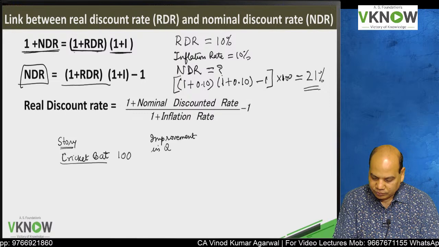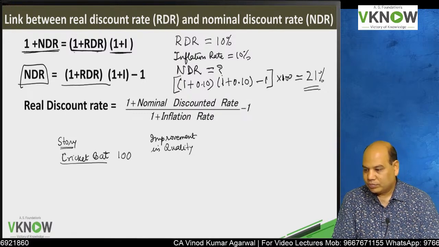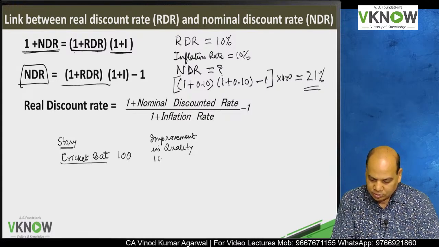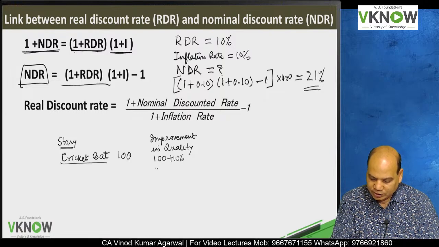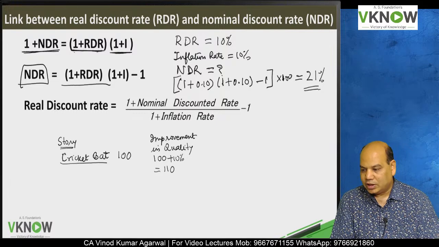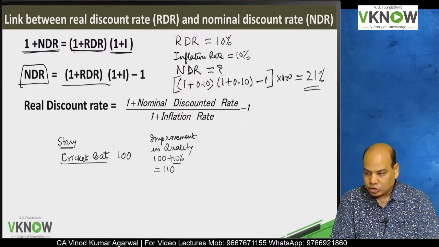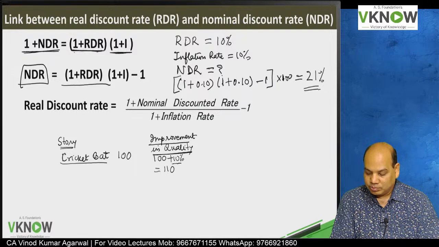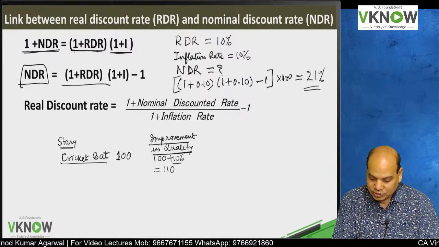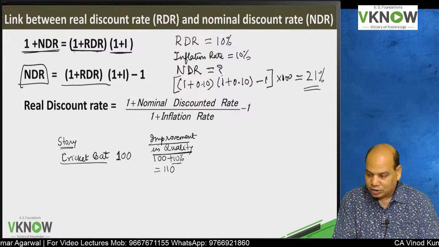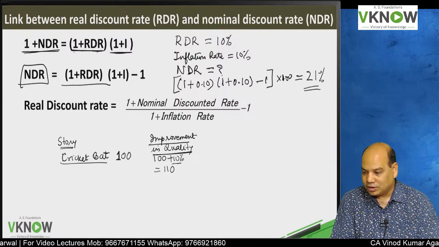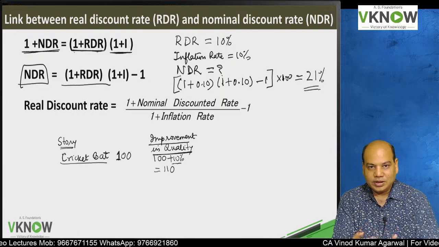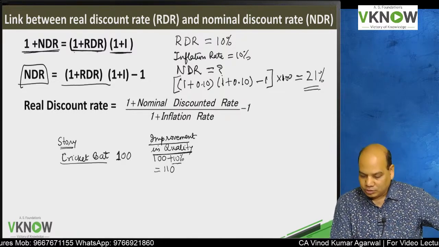Improvement in quality of the cricket bat. Because of that, the price of the cricket bat increased by 10%, so it became 110. This 10% is not due to inflation. This 10% is due to improvement in quality. Maybe they have added some more features to the cricket bat. They have used better quality glue, better quality wood, better quality handle. So because of that, the price of the cricket bat increased by 10% because of improvement in quality.